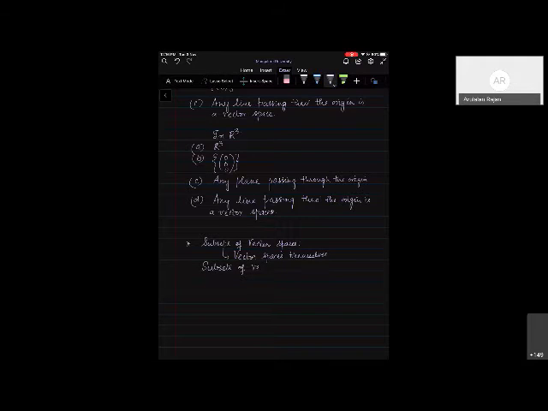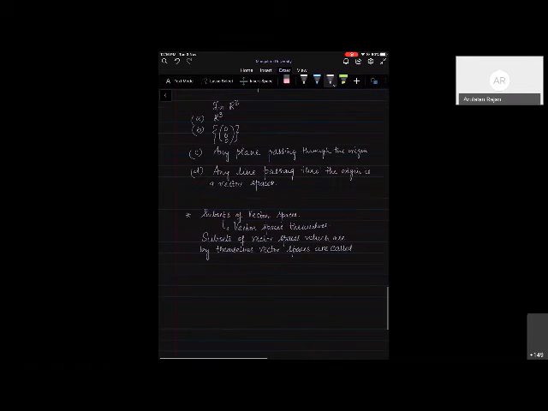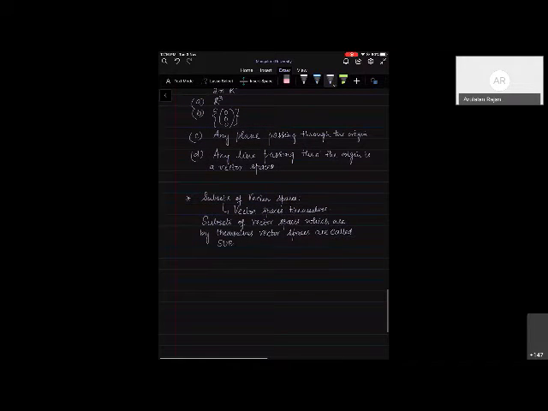So now I'm going to do this: subsets of vector spaces which are by themselves vector spaces are called, I have a name for this, subspaces. Professor Ashok will be talking about this in the afternoon session. So we are going to look at these subspaces in close view.